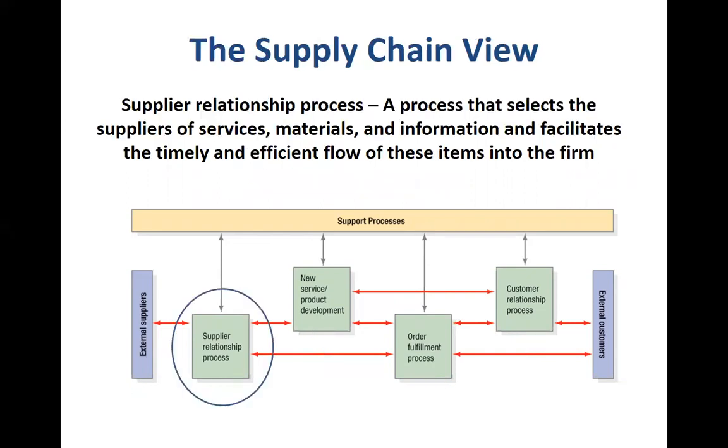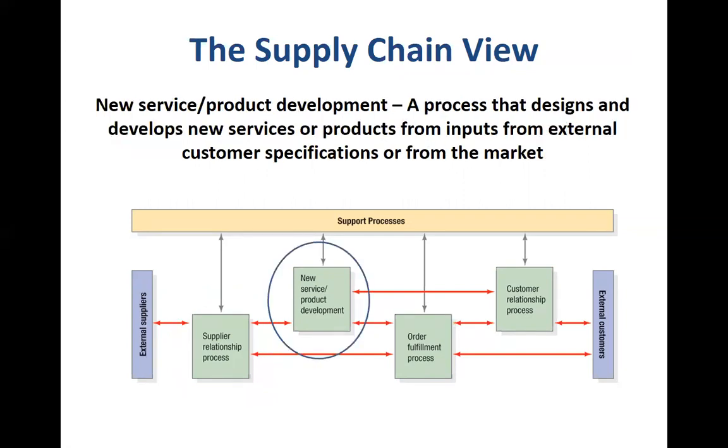Starting with supplier relationship process, this is the set of processes which interfaces with the external supplier. So the objective is to select the suppliers for services or products, and sometimes also information. And the objective is to facilitate timely and efficient flow of these items into the firm. So we would have many embedded processes here, like supplier development, supplier selection, etc. And that overall comprises our supplier relationship process.